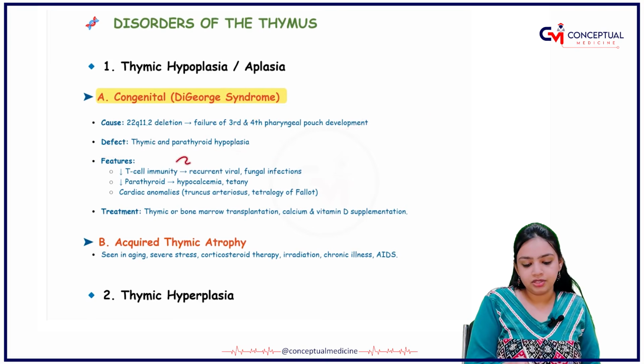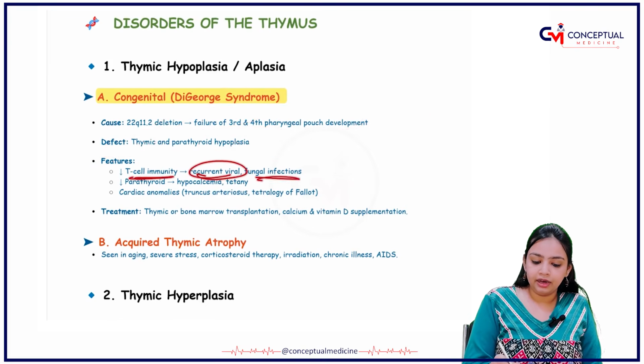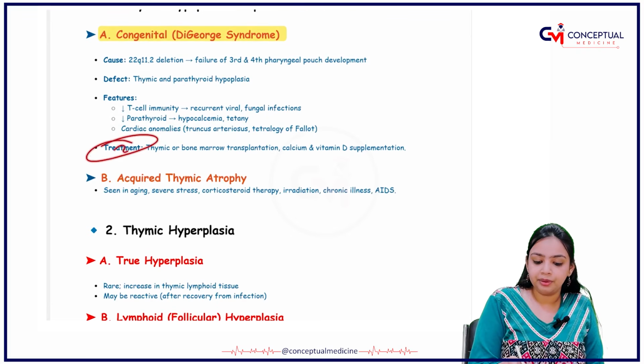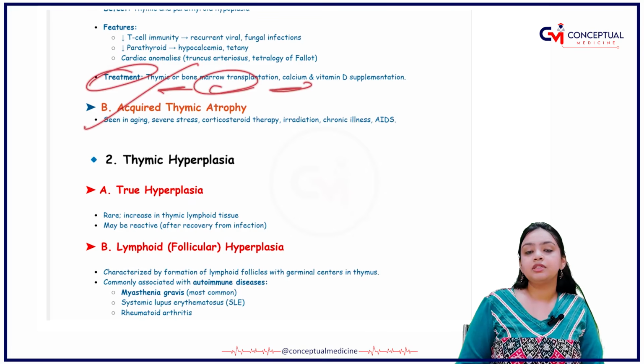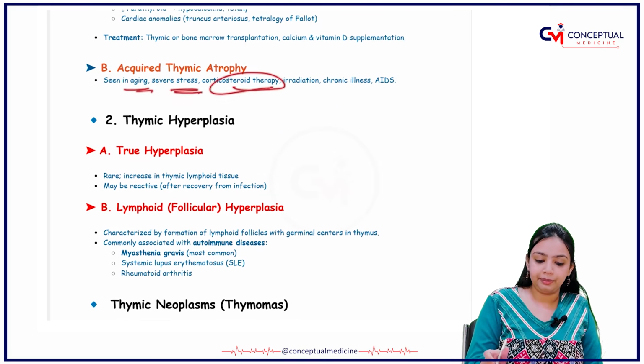What are the features? There is decrease in T cell immunity, recurrent viral and fungal infection, there is decrease in the parathyroid, and there can be cardiac anomalies. What is the treatment? Thymic or bone marrow transplantation. Then you have the acquired thymic atrophy. It is seen in aging, severe stress, and corticosteroid therapy.